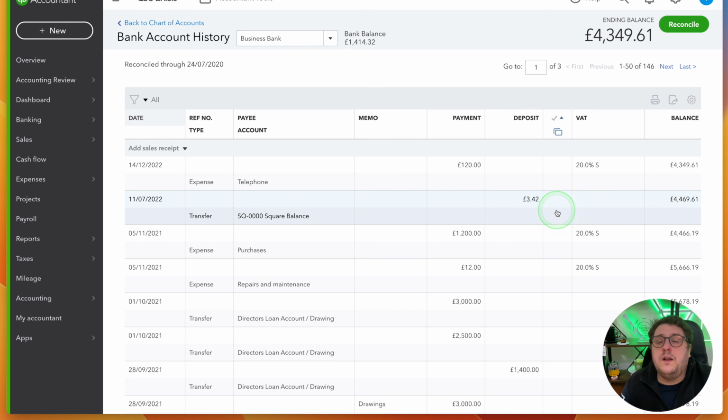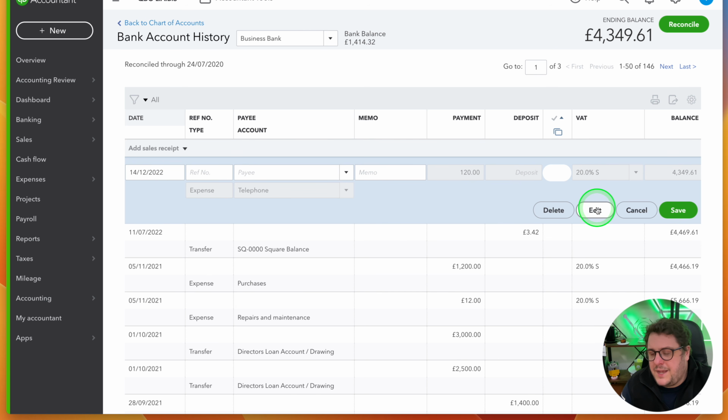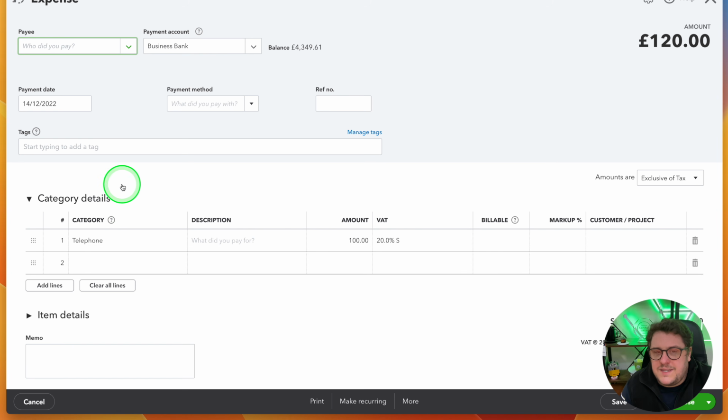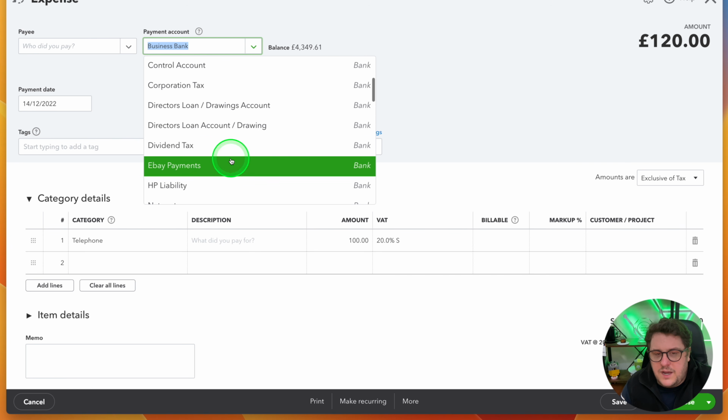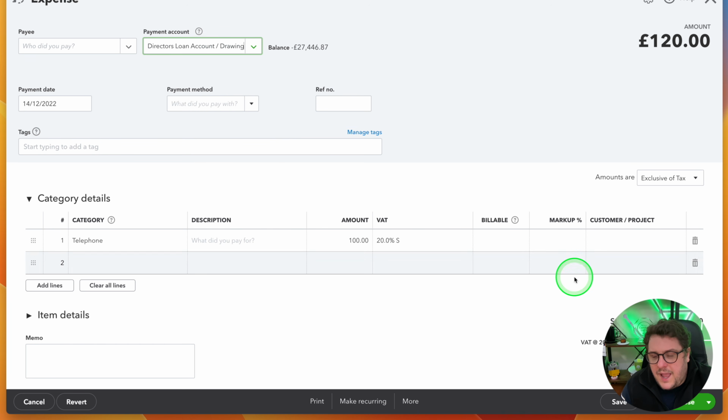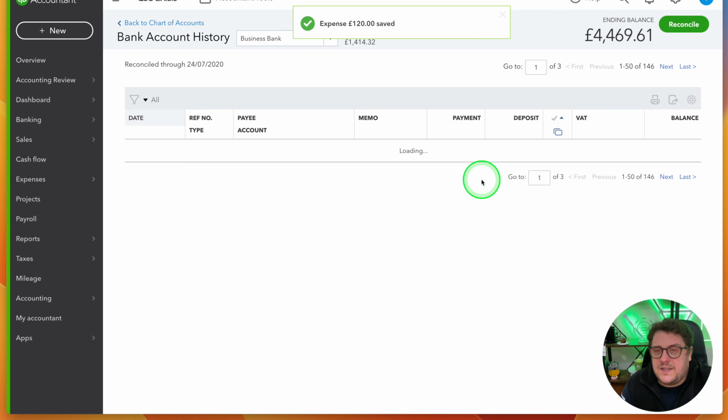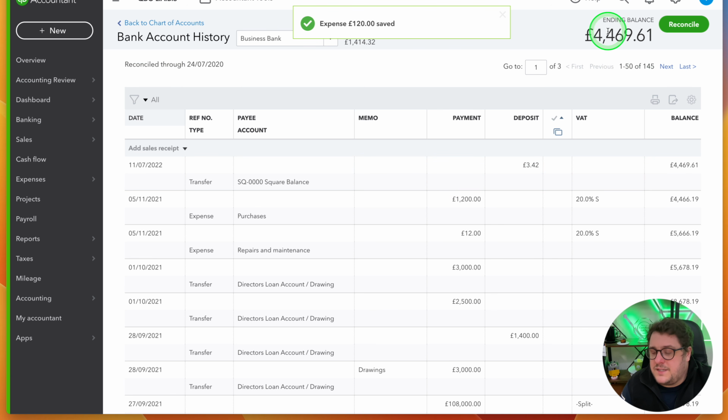And ultimately, if I go through and get rid of these, I'm going to be in a better position. Now, a lot of the time, it's because they've been posted to the wrong place. This expense telephone up here, if I go in and edit it, this never left my bank account. This was actually a personal transaction. So instead of going against my business bank account, it should be going against something like my director's loan account or my cash account. And as I press save, my ending balance is going to start getting to the place where it needs to be.